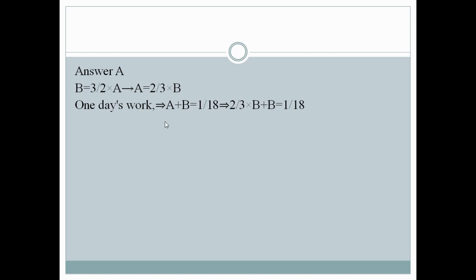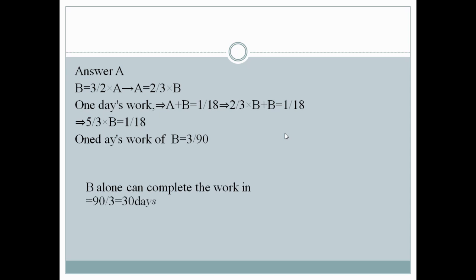So we can substitute A as 2 by 3 B here. That is 2 by 3 B plus B equal to 1 by 18. So 5 by 3 B equal to 1 by 18. So 1 day work of B equal to 3 by 90, which means we can finish the work in 90 by 3, that is equal to 30 days. So the answer is 30 days here.